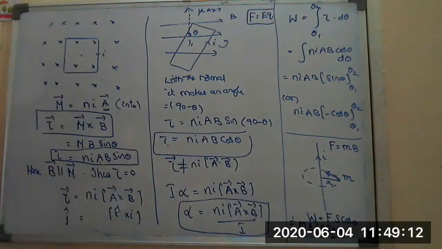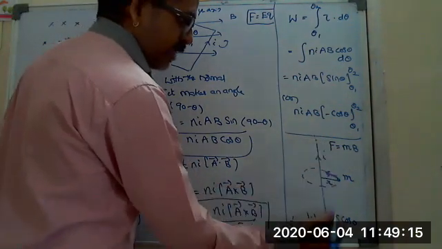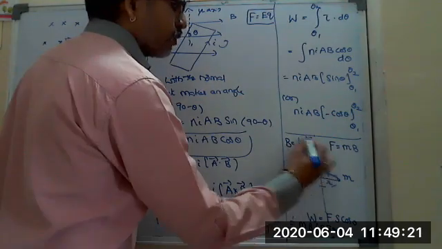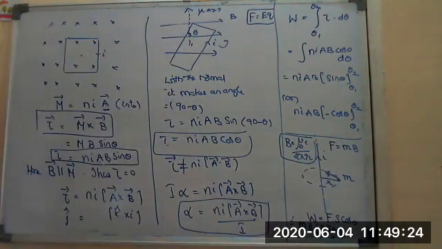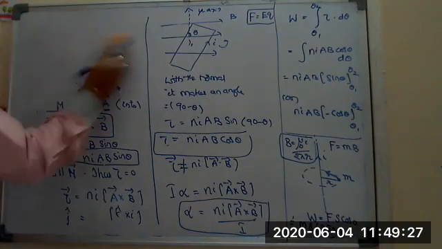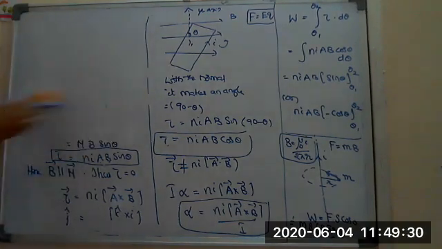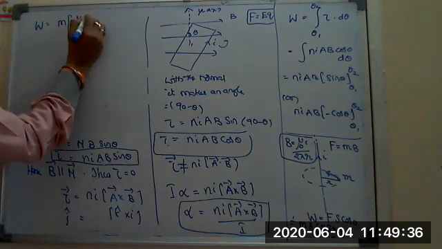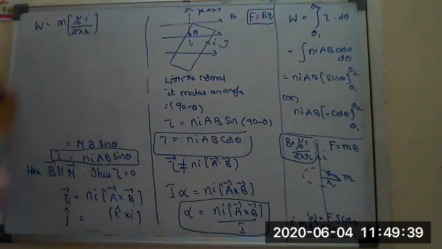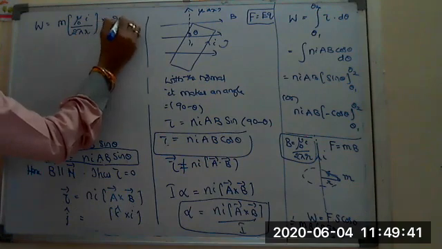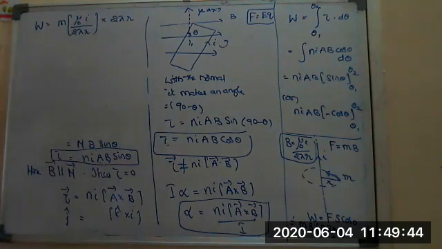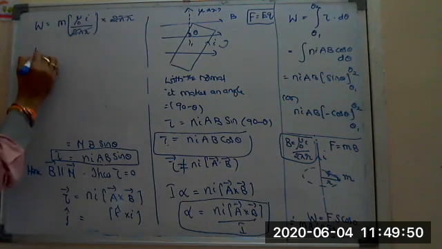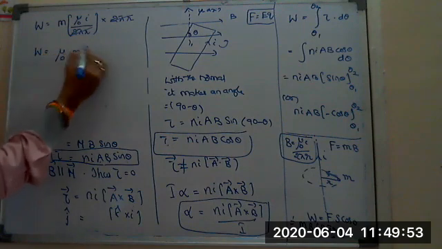Where B is equals to, if I consider it as an infinite straight conductor, B is equals to mu naught I by 2 pi r, all of you know. You can substitute that formula in the work done formula, and W is equals to M into B, which is mu naught I by 2 pi r, into 2 pi r. Actually no need to substitute, but I want to tell one concept here. 2 pi r gets cancelled, then the work done is equals to mu naught M I.